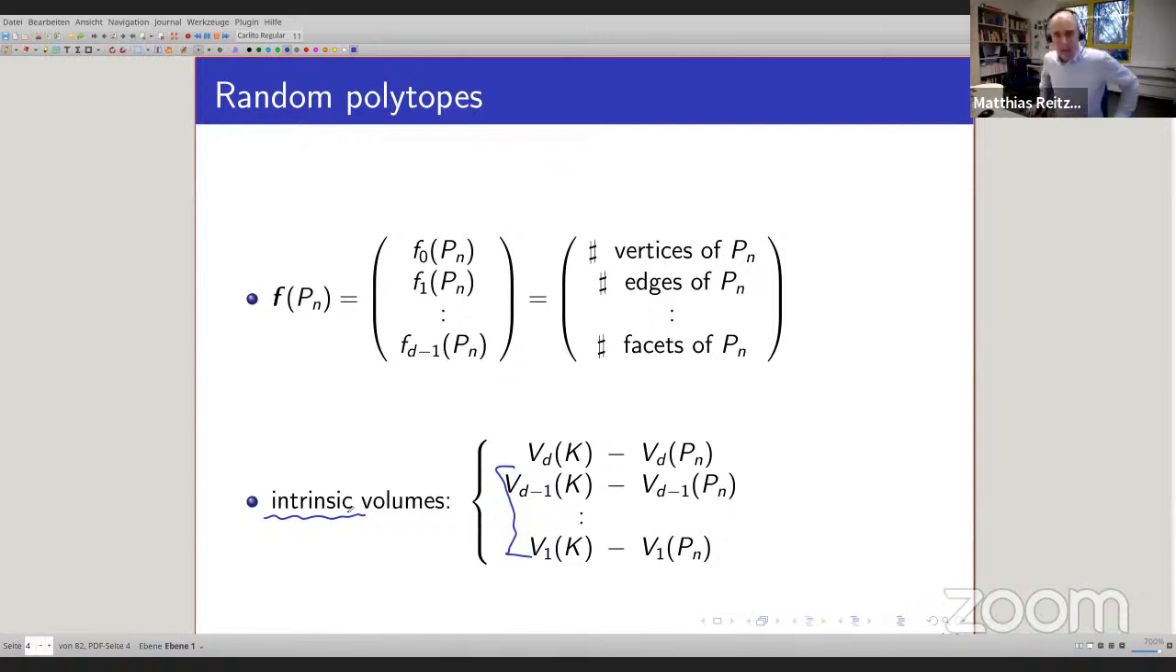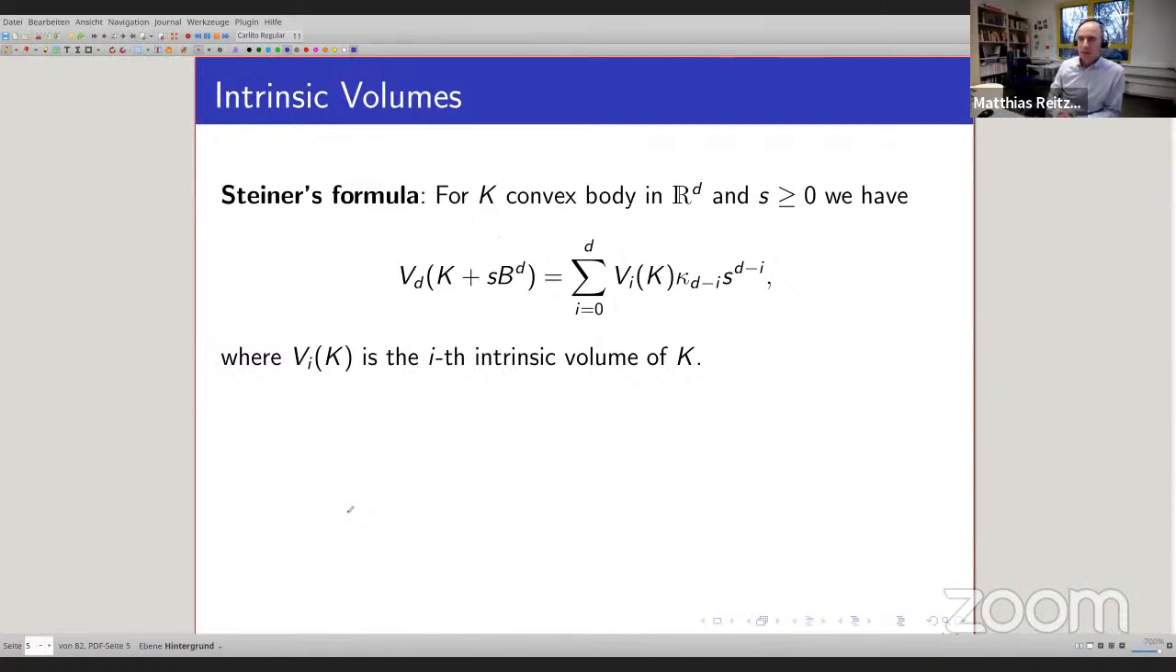Some of the intrinsic volumes have a very nice geometric meaning, but in general, it's difficult to understand the geometric meaning of the intrinsic volumes. I will shortly define them because it's not clear to me whether they have already been defined. So one possibility is you take a convex set K, and then you add a small ball or a large ball of radius s, and you compute the volume of this. And then it turns out that the volume is a polynomial in s. This is somehow surprising. This is Steiner's formula, and the coefficients in this polynomial define the intrinsic volumes. Okay, this is more or less a purely analytic geometric approach.